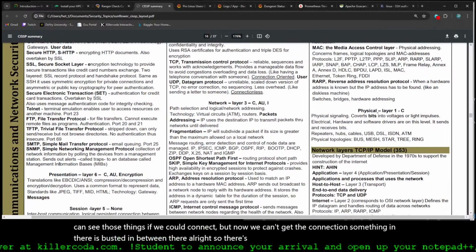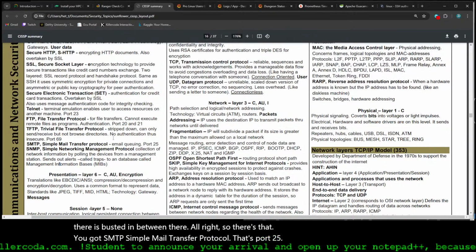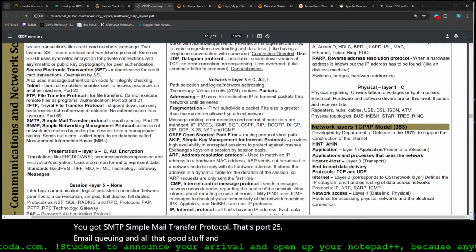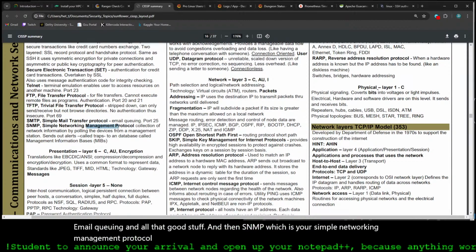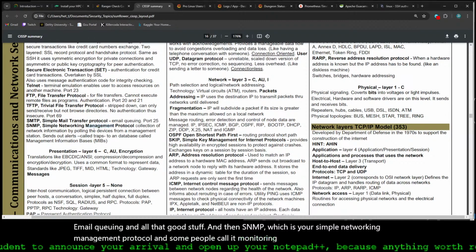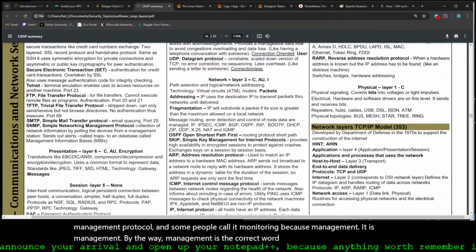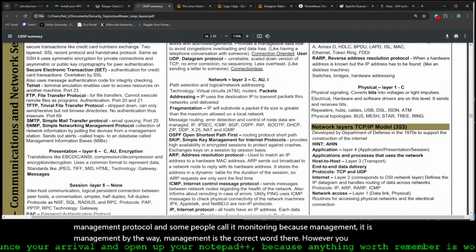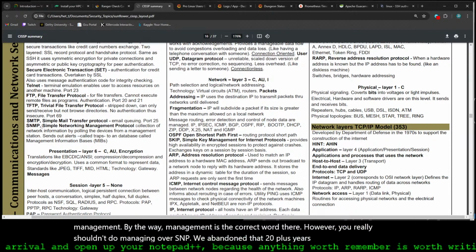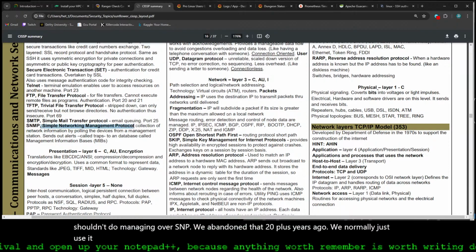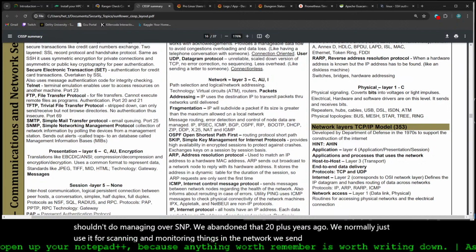You got SMTP, Simple Mail Transfer Protocol. That's port 25, email queuing and all that good stuff. And then SNMP, which is your Simple Network Management Protocol. Some people call it monitoring, but management is the correct word there. However, you really shouldn't do managing over SNMP. We abandoned that 20 plus years ago. We normally just use it for scanning and monitoring things in the network. We send out alerts from devices that are called traps.